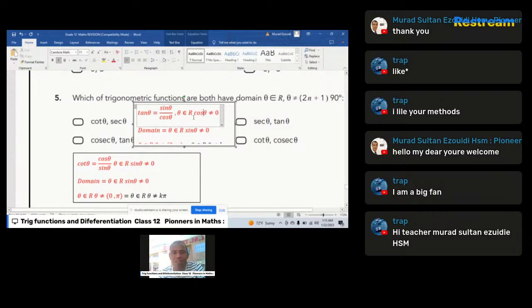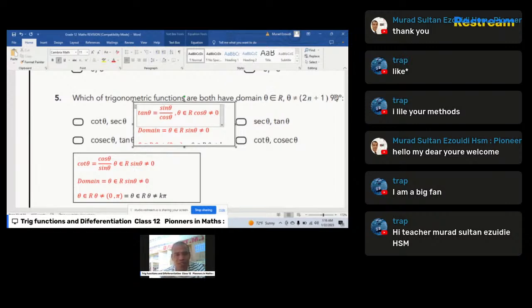When exactly is cosine 0? Either pi over 2, which means 90 degrees, or 3 pi over 2, which means 270 degrees. If n equals 1, 2 times 1 is 2, plus 1 is 3, and 3 multiplied by 90 is 270. If n equals 0, 2 times 0 is 0, plus 1 is 1, and 1 times 90 is 90. That's why cosine is equal to 0 when theta equals 90 degrees or 270 degrees.